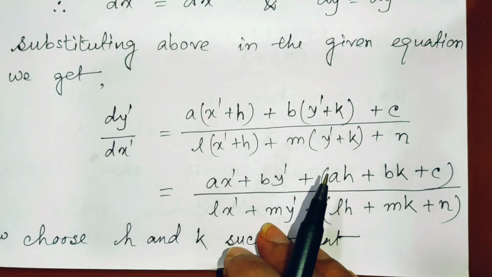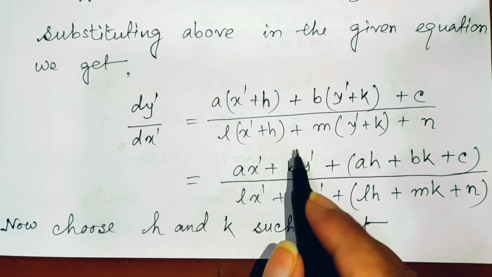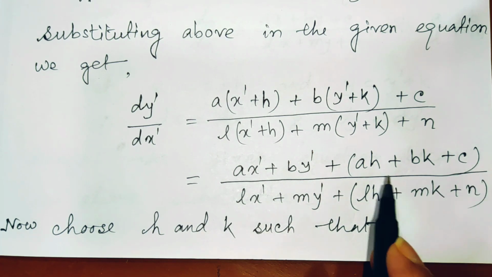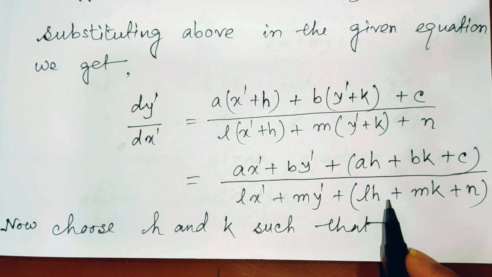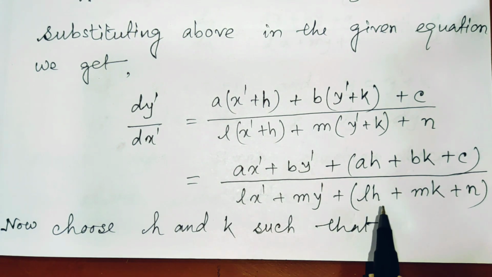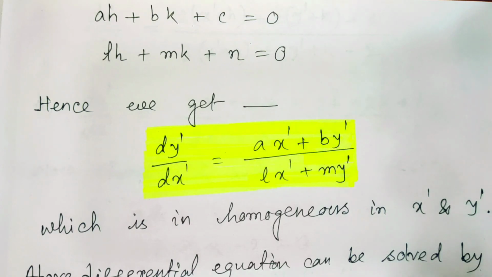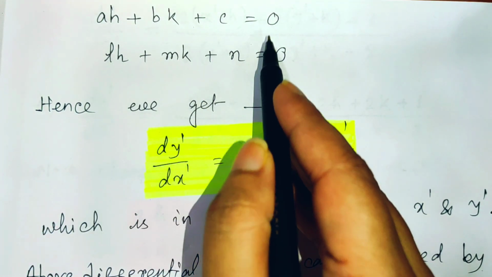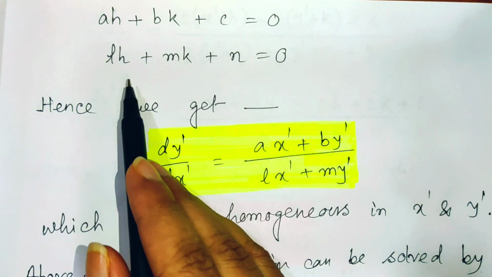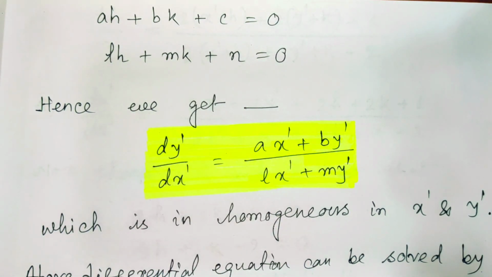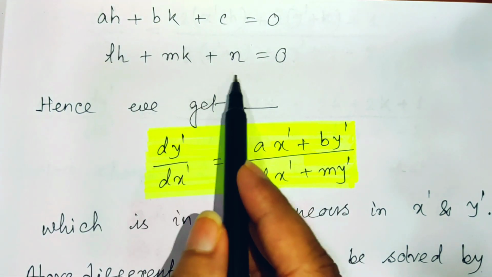Now if we simplify, then we shall find the constant terms ah plus bk plus c and lh plus mk plus n. These are the two expressions in terms of h and k. Now we choose h and k in such a manner that these two become 0. So how will we do that? Just make these two equal to 0 and solve for h and k. After the solution, we find the h value and k value, and for those values of h and k, these two terms are 0.